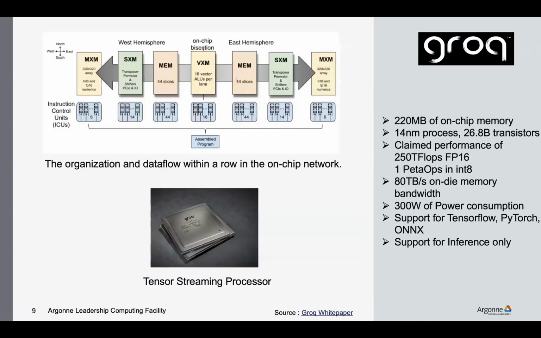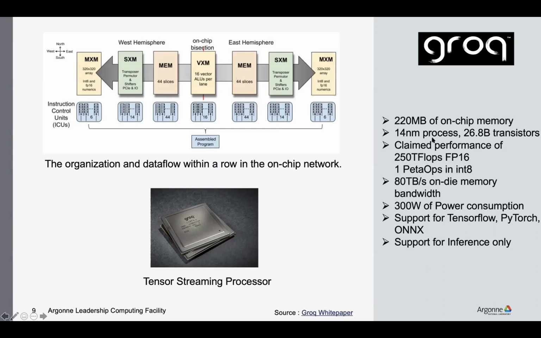Now, the third architecture that we have here is Groq, and their processor is called the tensor streaming processor, and this is a generalized block diagram for it. The interesting fact about this architecture is that it is tuned for inference only, unlike the earlier two architectures. I couldn't talk about the software stack for this, but we can say that it also supports TensorFlow and PyTorch.